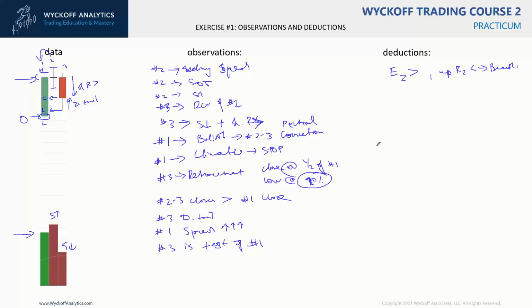So what could we say? What kind of deductions could we expect? Right? So let's start with bar number 1. What kind of deductions could we make about bar number 1? Is this the most important bar on this chart, by the way?